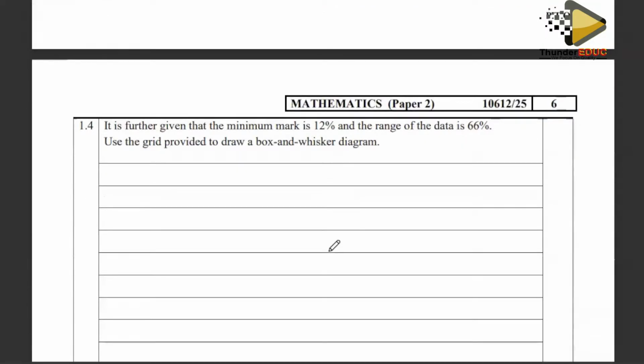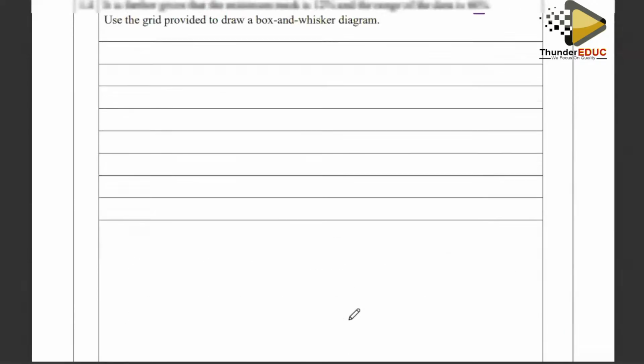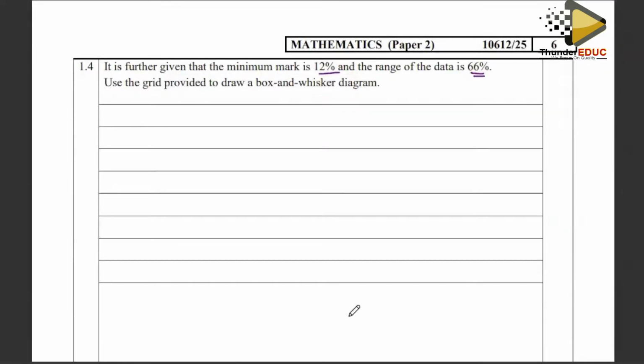It is further given that the minimum mark is 12 and the range is 66. Use the grid provided to draw a box and whisker. So for us to get our box and whisker, remember box and whisker is a summary of the 5 numbers. Which 5 numbers? The minimum, the Q1, the Q2, the Q3, as well as the maximum. But the question told us that the minimum is 12, and we were given the range.